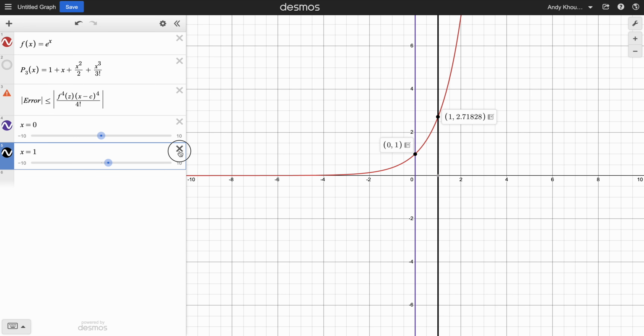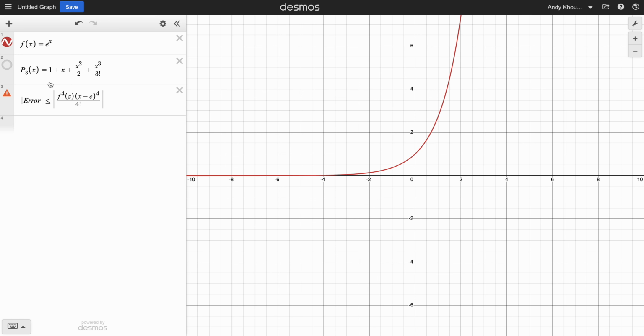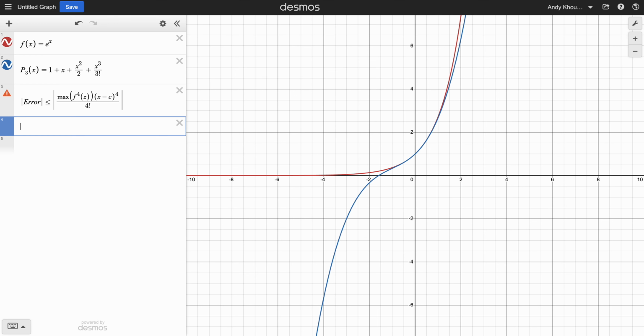So whenever I'm looking at my fourth derivative here, my max fourth derivative to be precise, that's going to be e to the 1. My x value is going to be 1 minus my center being 0, to the fourth power, over 4 factorial. So notice that this right here represents my maximum error.